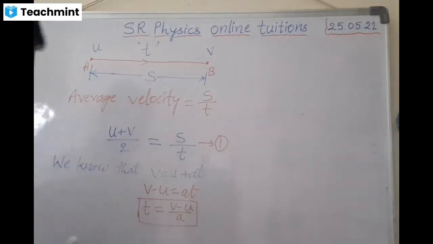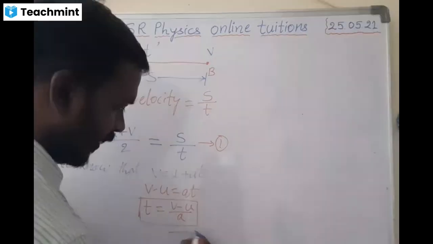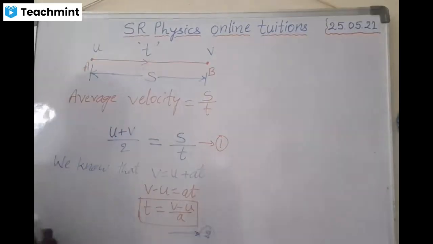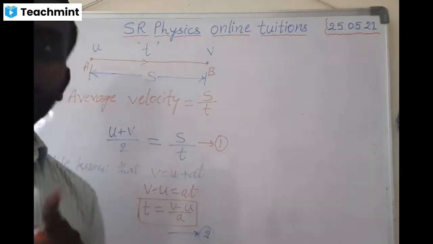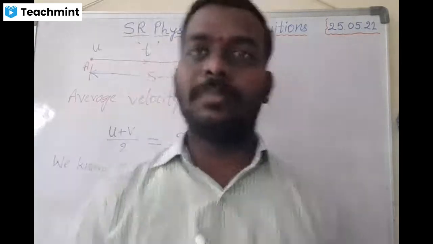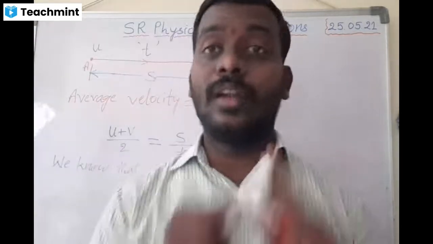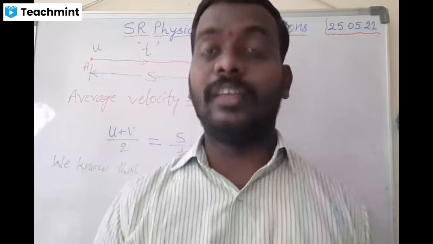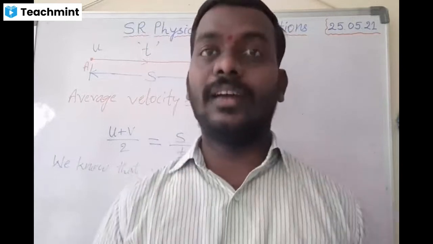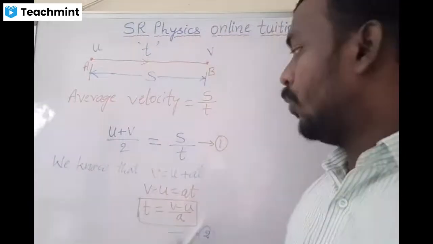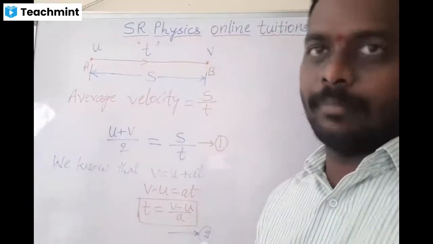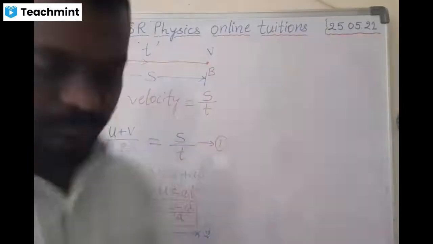Yes. Now I'm taking this as the second equation. To derive the third equation of motion, I'm substituting this in this t. In the first equation of motion, we do not have the displacement. In the second, we do not have the final velocity. And in the third equation of motion, we are not going to take the time. We are eliminating the time. So in place of this t, we are substituting v minus u by a. Now let us see what comes.